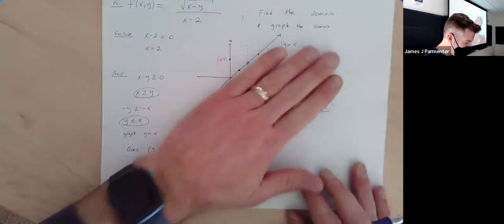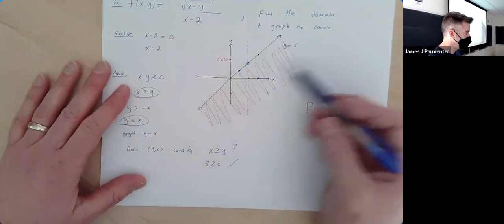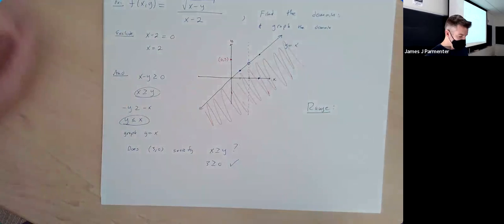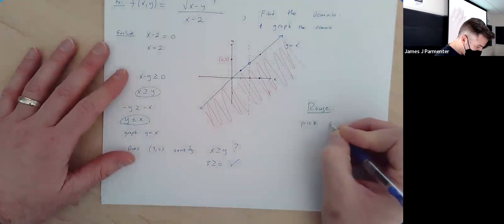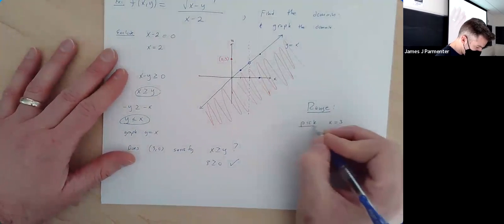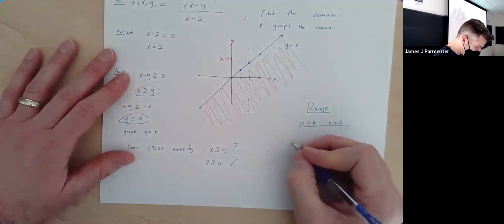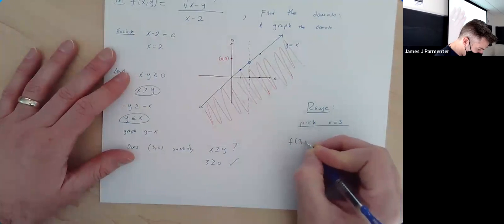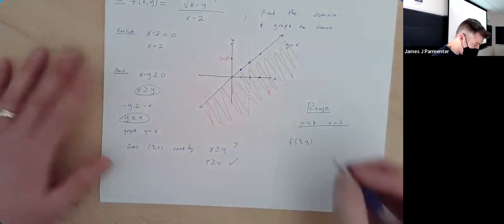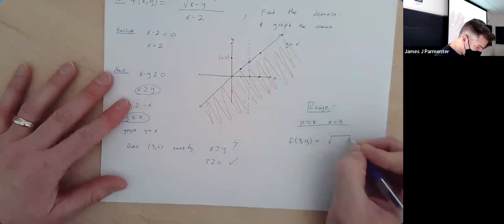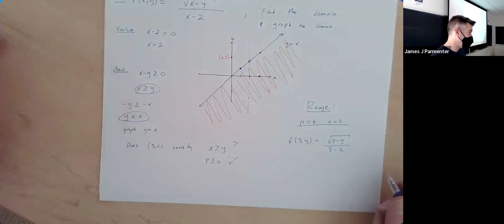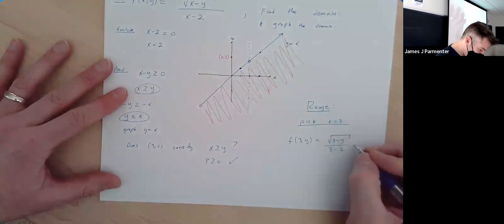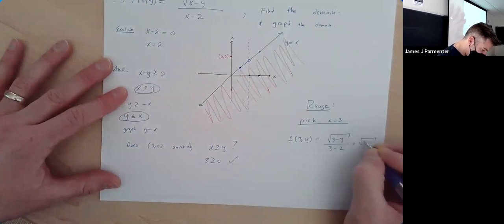So look, here's my domain. I can pick any points out here. I'm going to try and make my life a little bit easier by first picking an x value. If I pick x equal to 3, then my function now becomes f of 3 comma y. I'm plugging in 3 for x, and I get the square root of 3 minus y over 3 minus 2. I picked 3 specifically because I knew it was going to make my denominator equal to 1, which really means I just got the square root of 3 minus y.